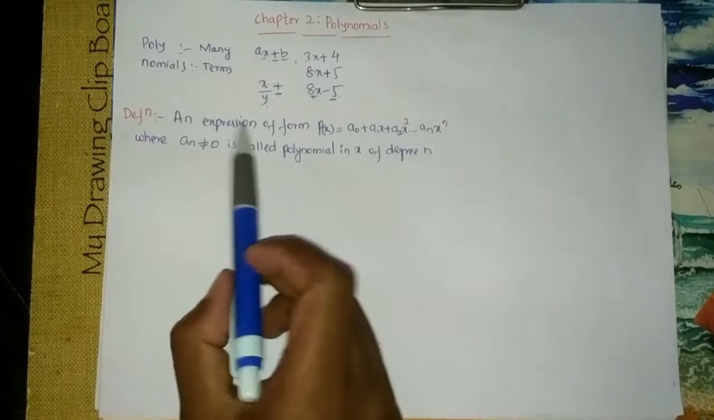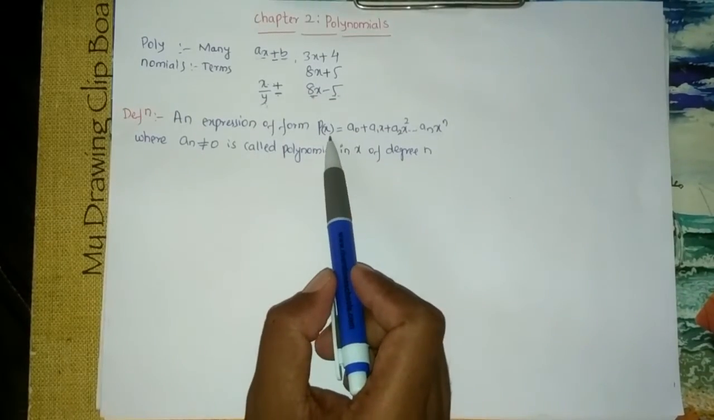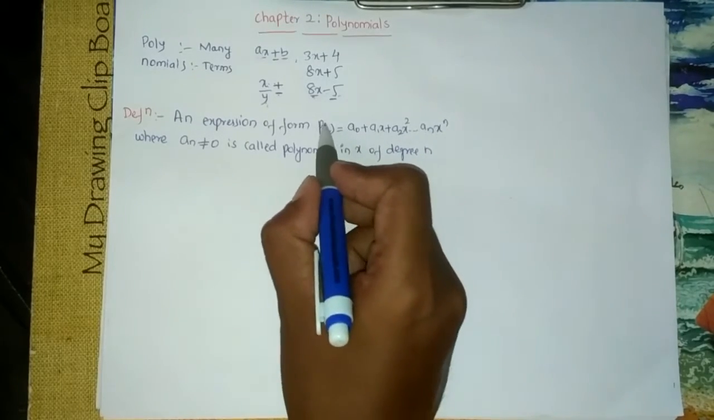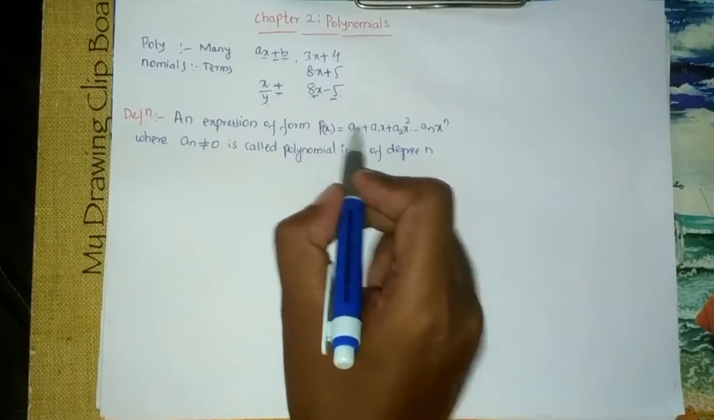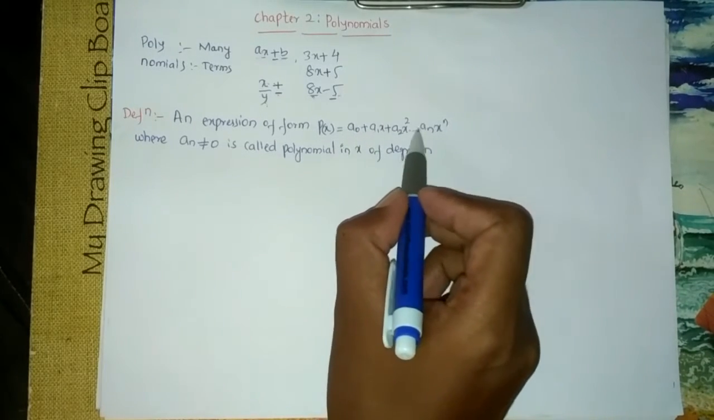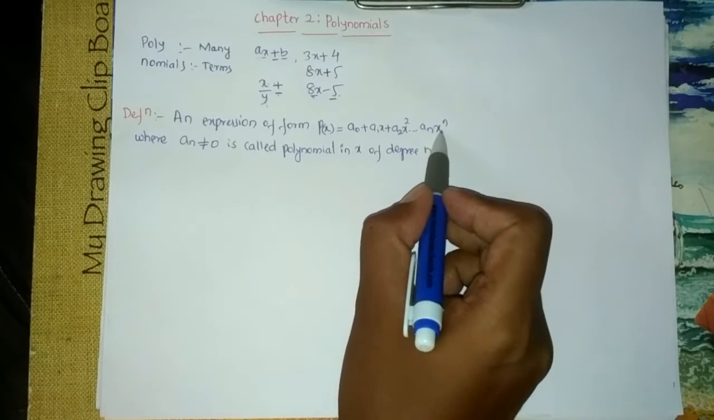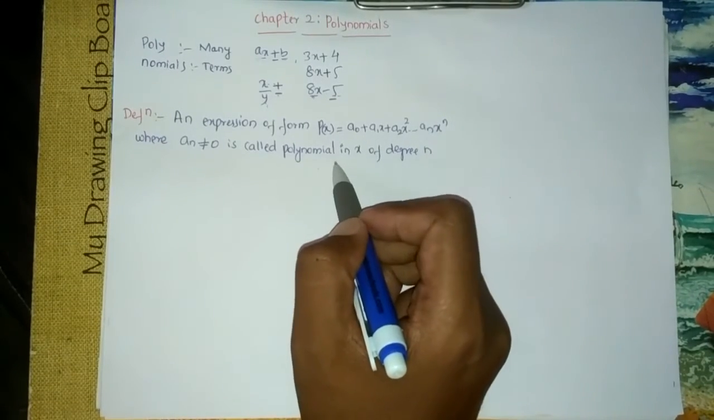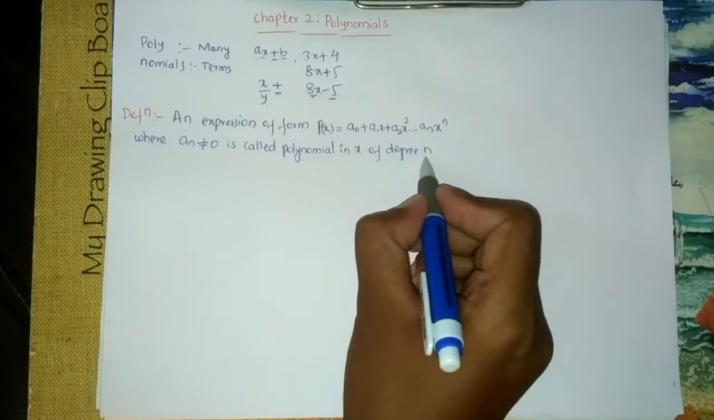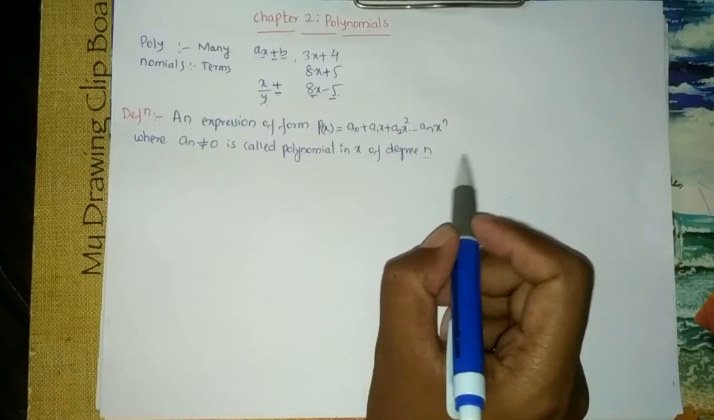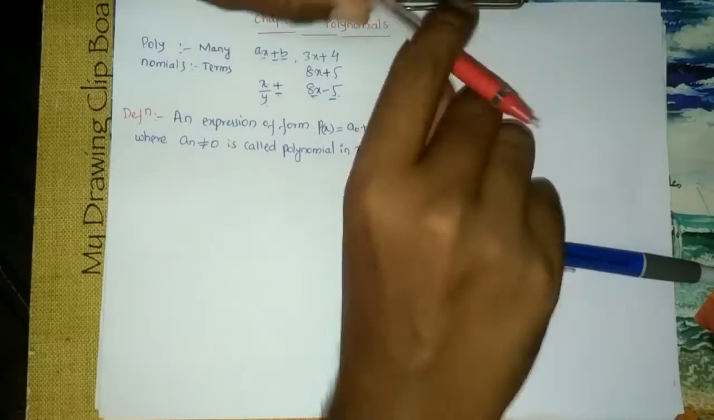Definition: an expression of form p of x, okay, we read this as p of x. P into the bracket x means p of x equals a naught plus a1x plus a2x square and so on, an x raised to n, where an is not equal to 0, is called a polynomial in x of degree n. Let us try to understand what is the meaning of degree of a polynomial.